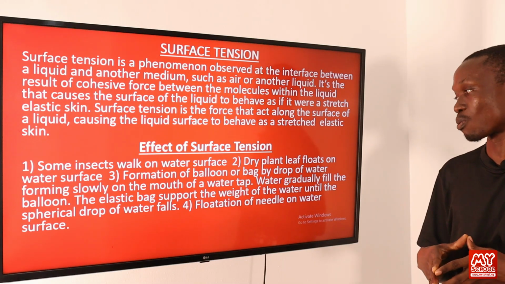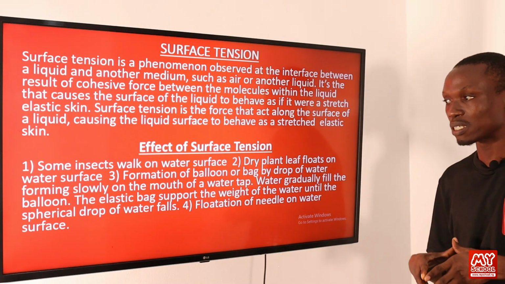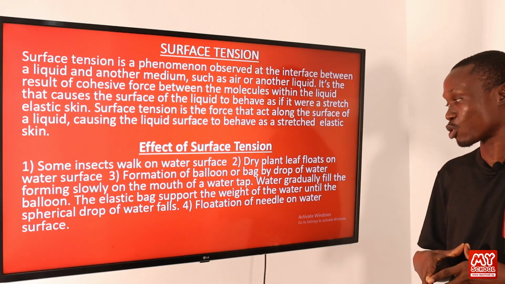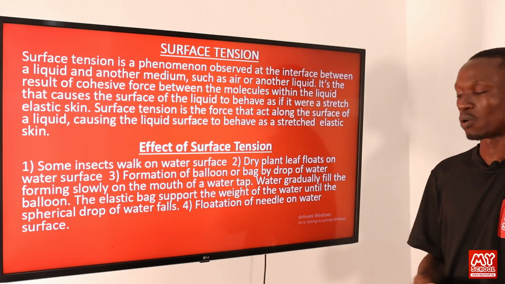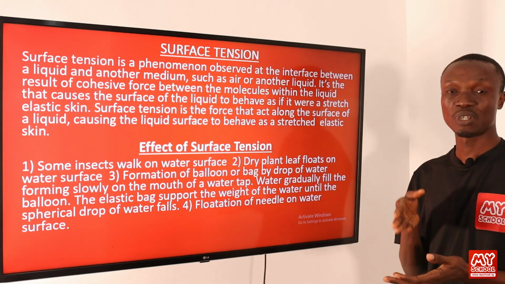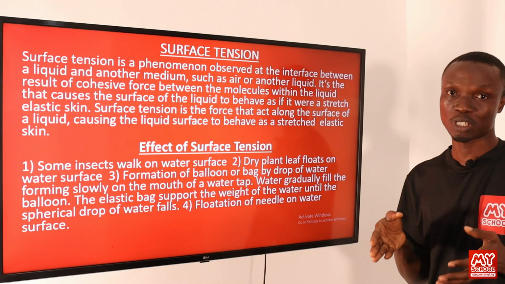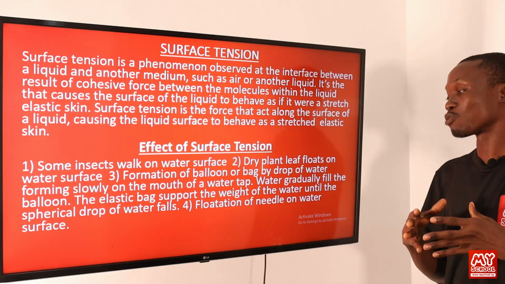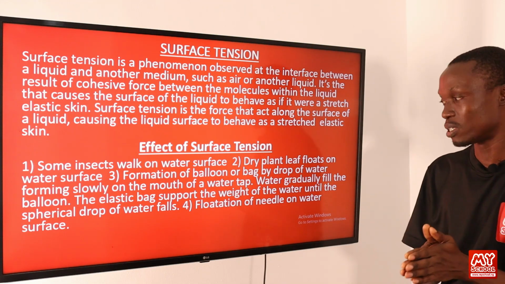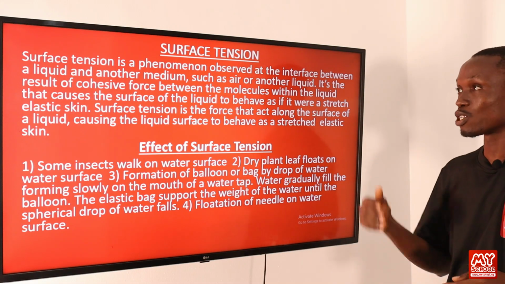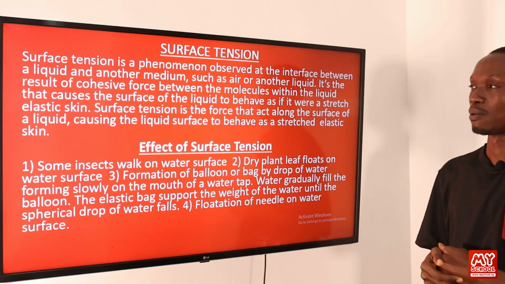The elastic bag supports the weight of the water until the spherical drop of water falls. Then four, flotation of a needle on water. This can be achieved by placing a needle on a filter paper. Then you carry the filter paper and gently place it on the surface of the water. When the filter paper soaks and is destroyed, the needle will float on the surface of the water. So let's move to the next slide.